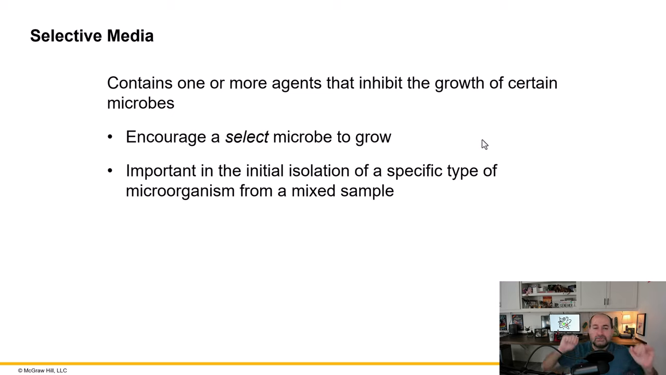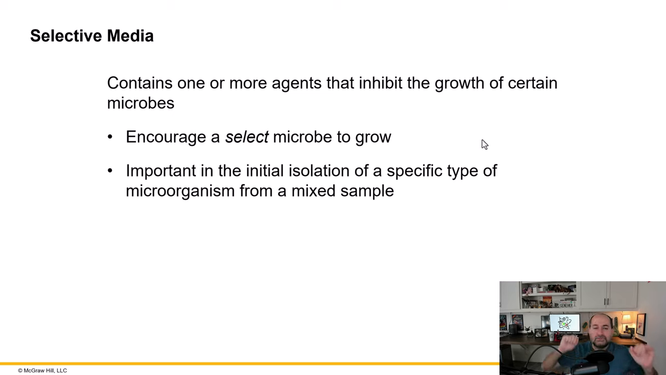Isn't that interesting? Do you see how a differential media like these would be different than a selective media? With selective media, you prevented one type of microbe from growing and you selected for another type to grow. In a differential media, you invited everyone to grow, but you differentiated. You looked for differences based on color or some other factor. You were able to visualize differences between microbes based on something like color. Isn't that interesting? That's the difference between differential media and selective media.